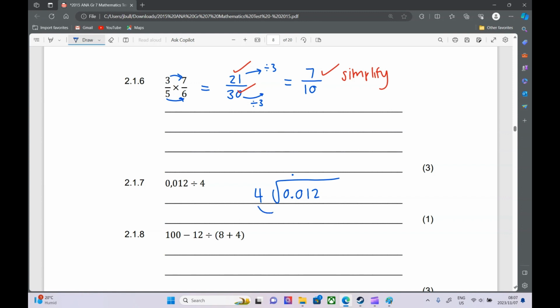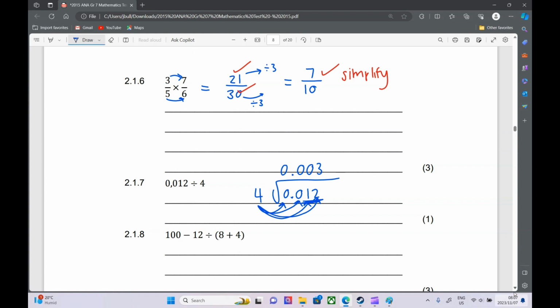Okay, so can 4 go into 0? No, it cannot. Can 4 go into 0? It cannot. Can 4 go into 1? Nope. Can 4 go into 12? Yep, it goes into 12 3 times. And that is our final answer there.